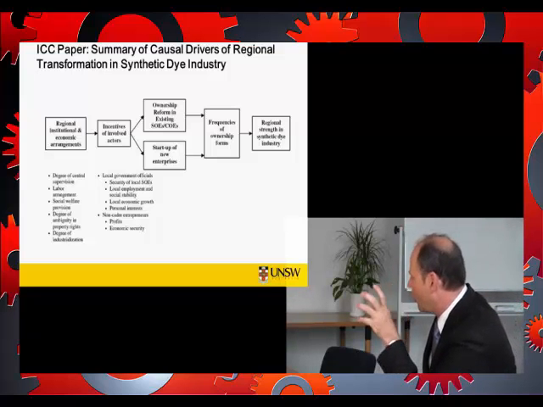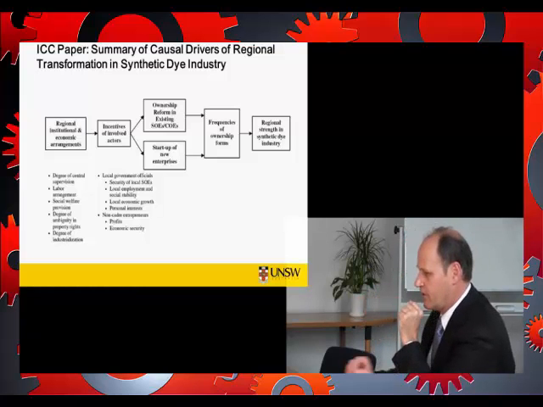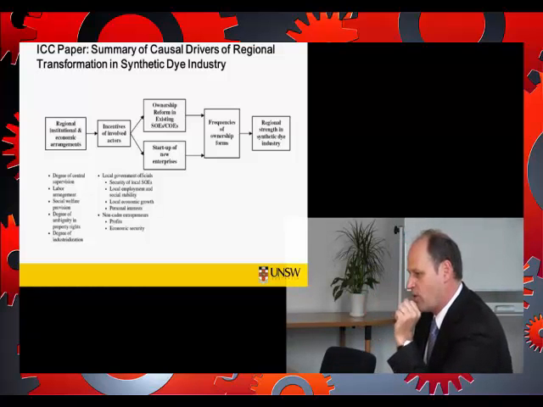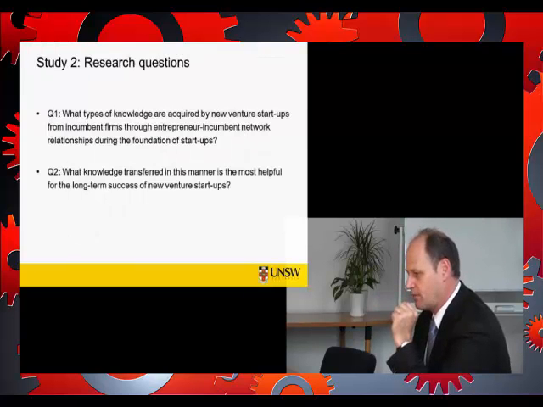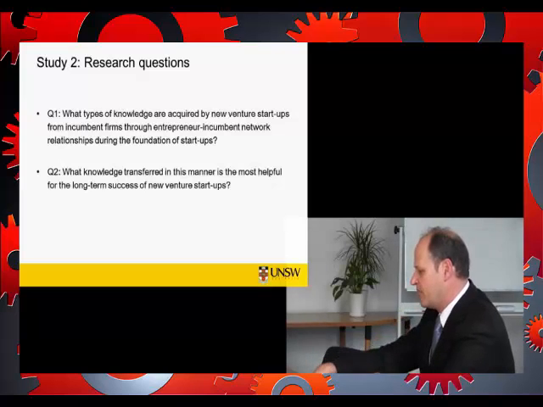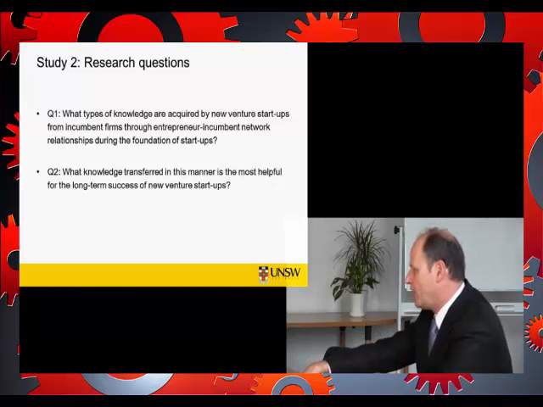I'm going to focus now more on a study that we haven't published, but have worked on a great deal. It tries to answer the question: what types of knowledge are acquired by new venture startups from incumbent firms through the entrepreneur-incumbent network relationship at their founding? It became very clear as we interviewed people running these companies that they acquired knowledge from connections to the old state-owned enterprises in 1978. So this study tries to ascertain exactly what type of knowledge was transferred and how they got the connections.